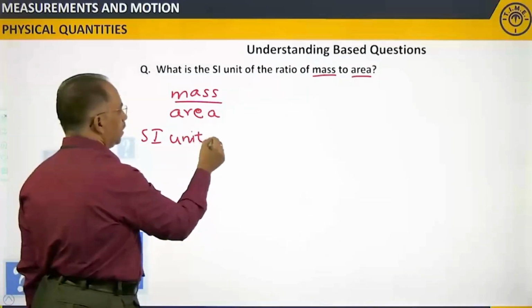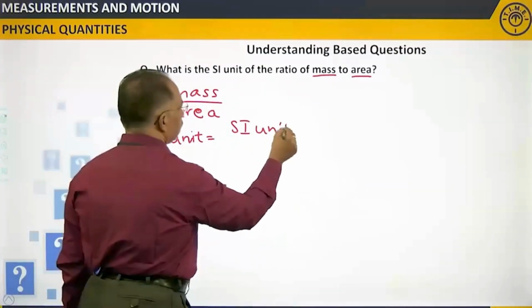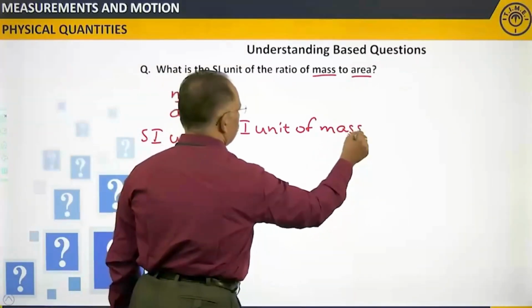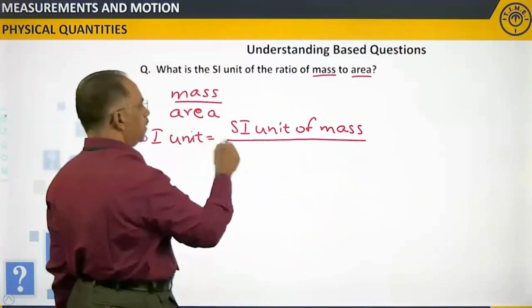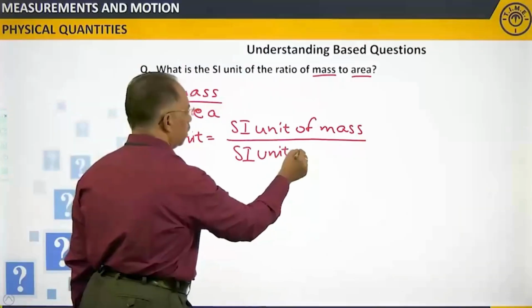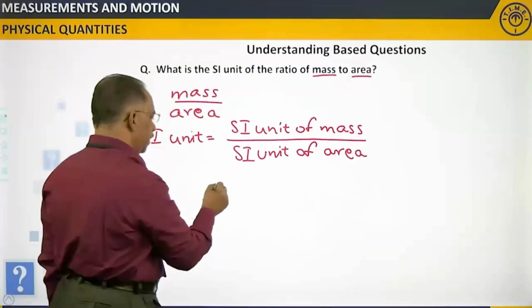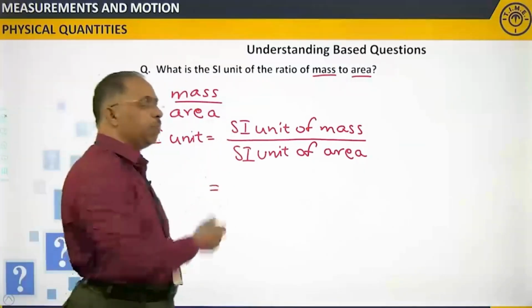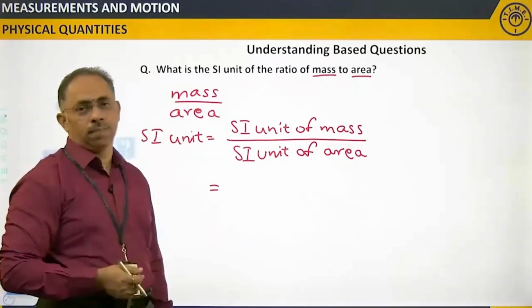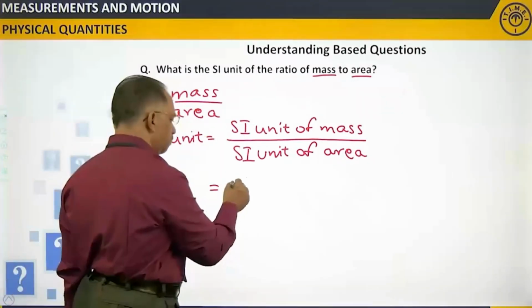SI unit, if I take, this will be equal to what? SI unit of mass divided by SI unit of area. Okay. Now, hope you are familiar with the SI units of these. Out of these two, mass is a fundamental physical quantity, whereas area is a derived physical quantity. Clear? So, what is the SI unit of mass? Yes, it is kg. So, kilogram.